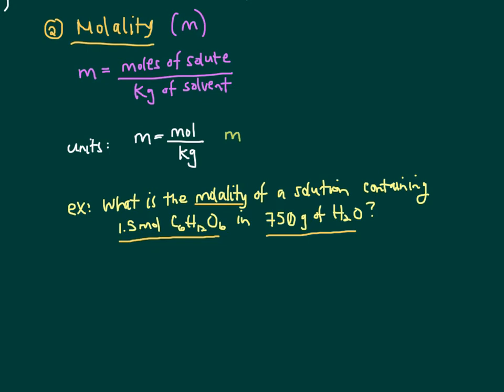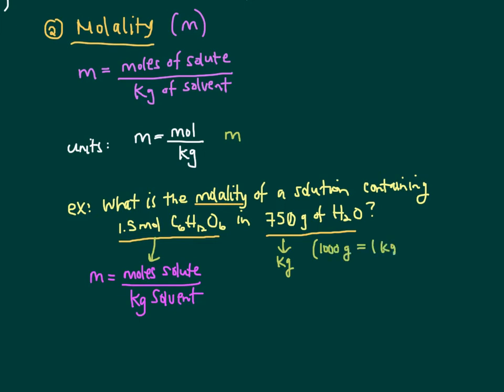So first of all, if we look at our equation and start looking at what we were given, we have this. This is the moles of our solute. And then we have grams of water, which we can easily convert to kilograms. Just so you know, there are 1,000 grams in 1 kilogram. And then we can plug that into there. And what we're asked to find is our molality.